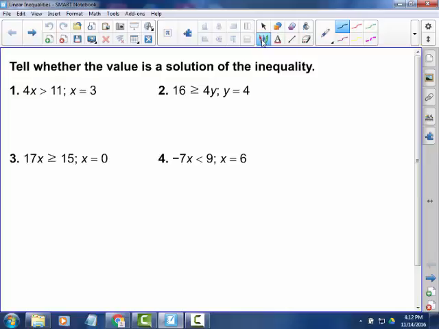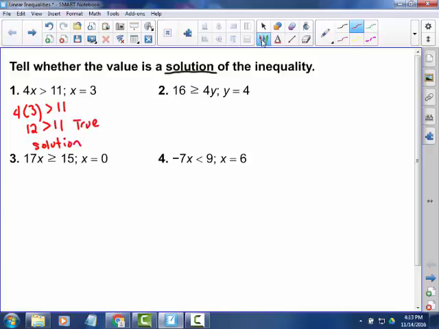All right, so we're working on linear inequalities, and so just a quick review. If you have an inequality and something is a solution, that means it makes the statement true. We looked at this with equations yesterday, and now we're going to look at inequalities. So we substitute 3 in for x, 4 times 3, and we ask ourselves, is that greater than 11? Well, 4 times 3 is 12. 12 is greater than 11, so that is true. So that means it's a solution.